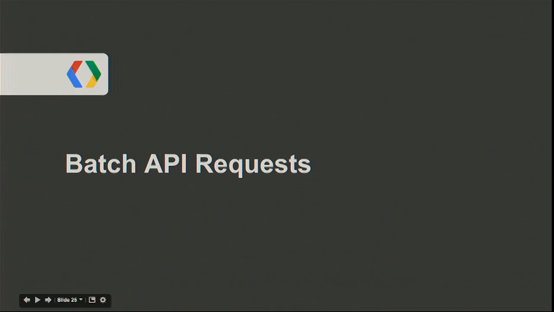So what are batch API requests? Batch API requests allow you to make operations on multiple pieces of data in a single RPC. And doing this allows the App Engine servers to actually fan out your request to multiple servers. And it allows you to amortize the cost of that RPC over multiple pieces of data. So what do I mean by that?